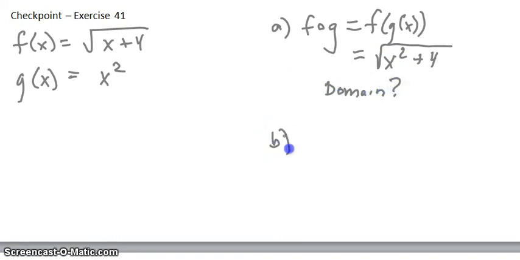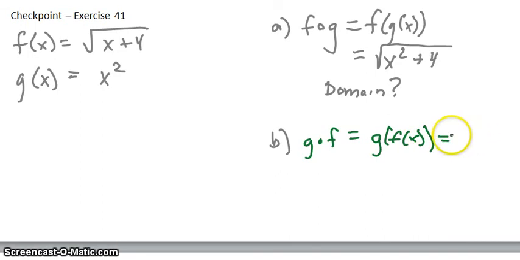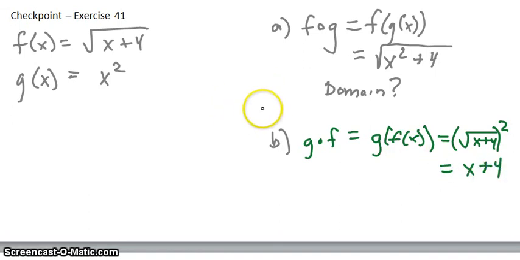Now for the other one, if I take g composed with f, which is the same thing as this, that is equal to, well, if I take this one and plug it into x here, I get the square root of x plus 4, squared, which is equal to just x plus 4. Now, there's two parts to this. We have to find the domain of each one.